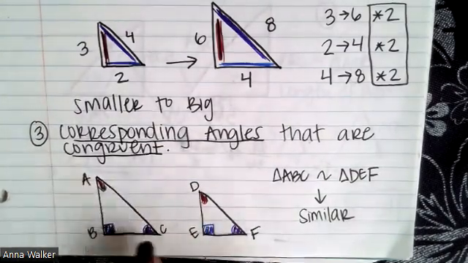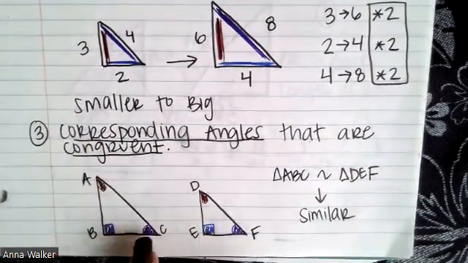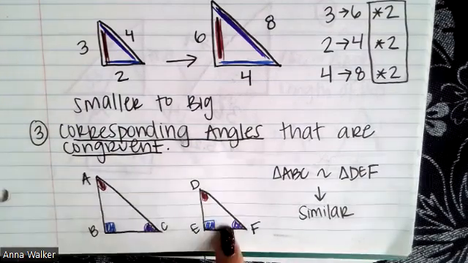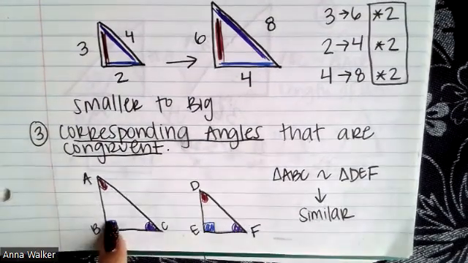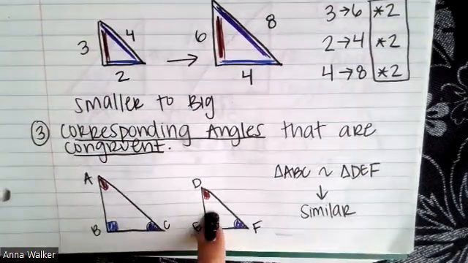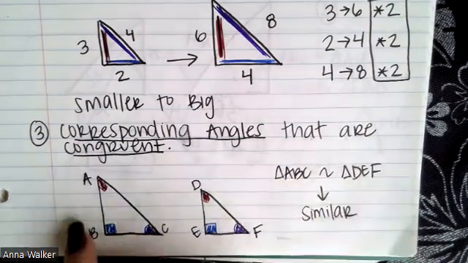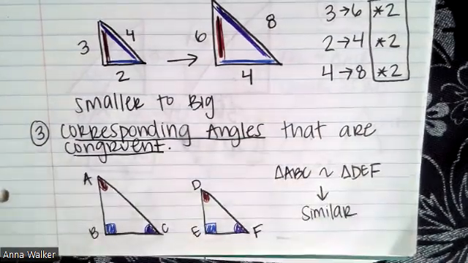So if the angles are not equivalent or congruent to each other in the two shapes, then they're not similar figures, because then it's not the mini version of this shape, right? Or it's not the larger version of this shape, because the angles are going to make a triangle that looks slightly different.